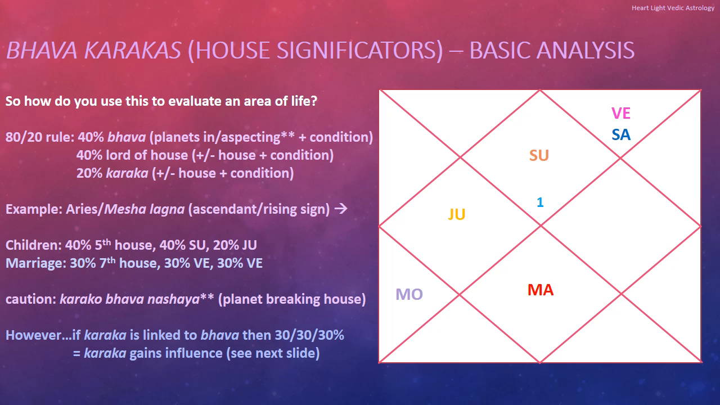Not necessarily between the native and the spouse or partner, it can be, but it could be long-term, chronic issues, maybe financial or physical, medical, or whatever for the partner. There's still going to be issues there. So just don't confuse that. So again, we've got this 80-20 rule, and when the Karaka is linked to the Bhava, you break down the percentage differently because then the Karaka gains more influence in the analysis. All right, let's look at another example on the next slide.